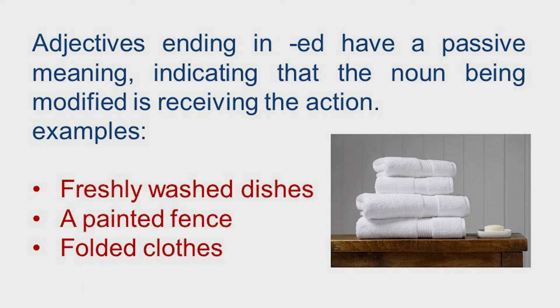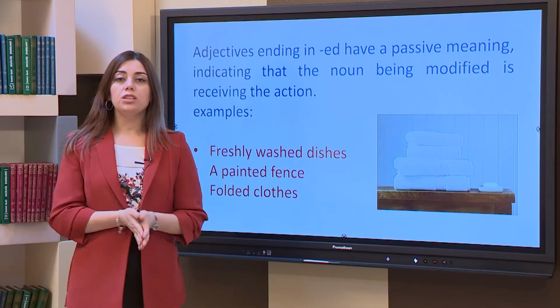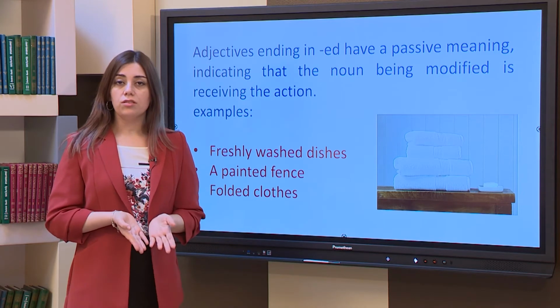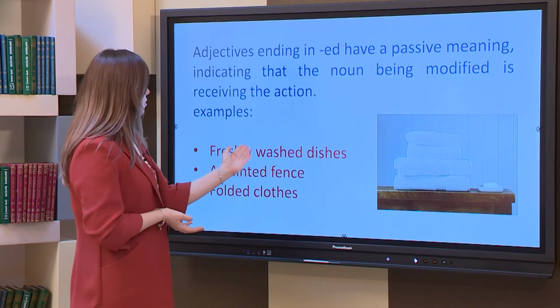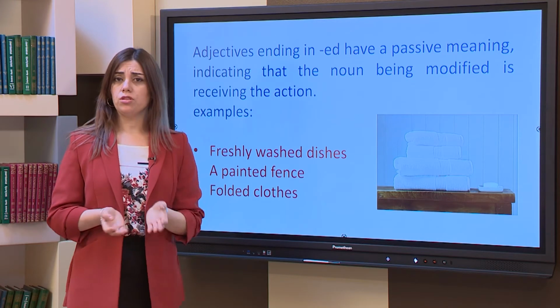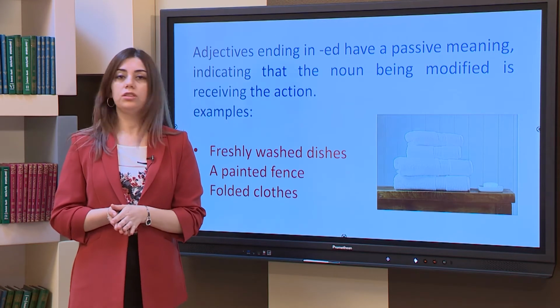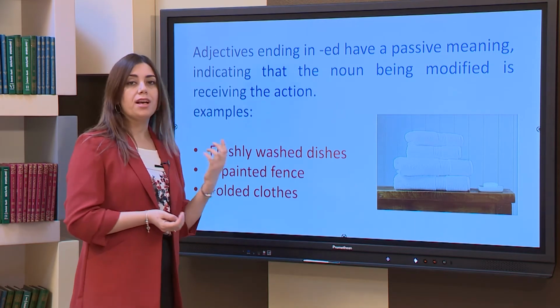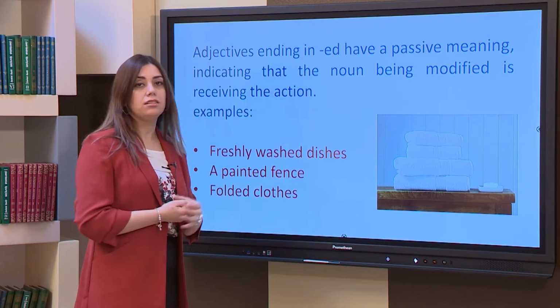Adjectives ending in ed have a passive meaning, indicating that the noun being modified is receiving the action. So, it is passive. We don't know who does the action. So, look at these examples. Freshly washed dishes. Who washed the dishes? Do we know? No, we don't know. That's why it's called passive and we use ed at the end of the words.